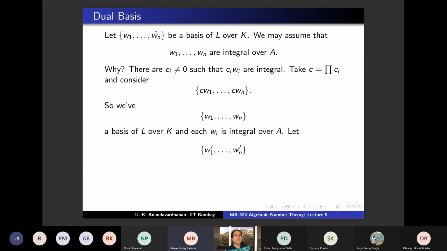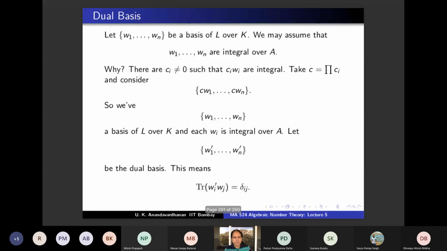Yes. Okay, so W1 etc. Wn is any given basis, and without loss of generality we are assuming that these basis vectors are integral. Now I am going to take the dual basis with respect to the trace bilinear form. What this means is trace of Wi prime Wj is delta ij. This is the definition of dual basis with respect to a bilinear form.